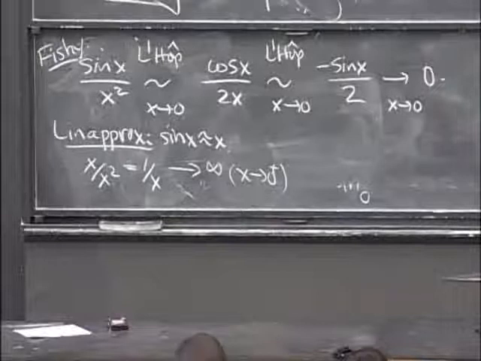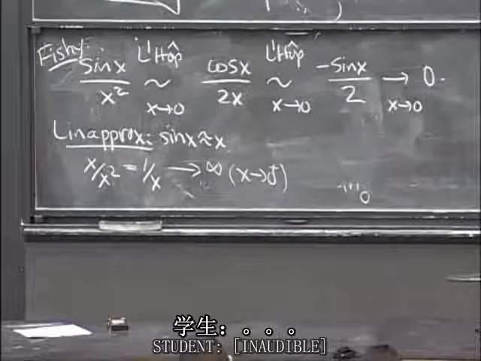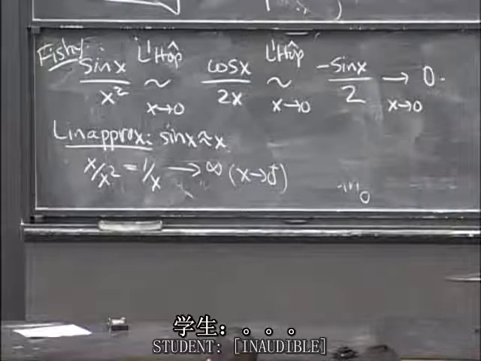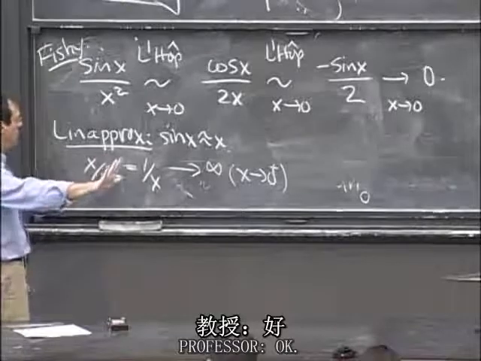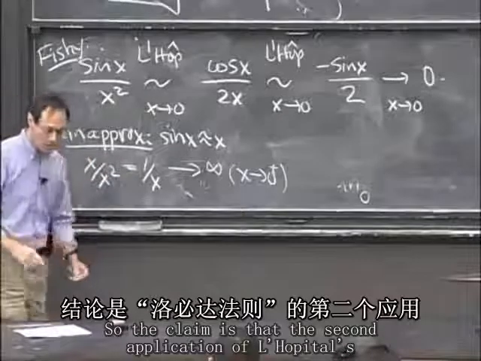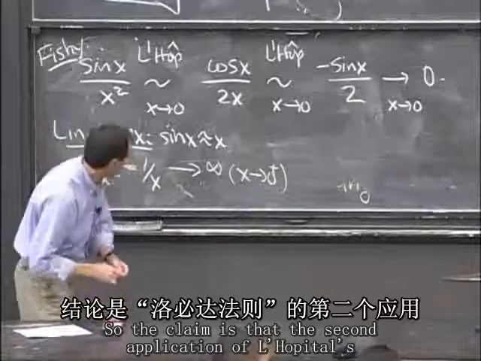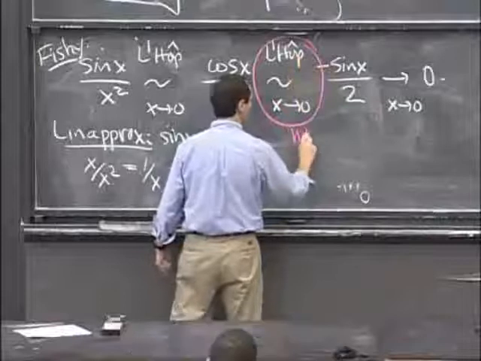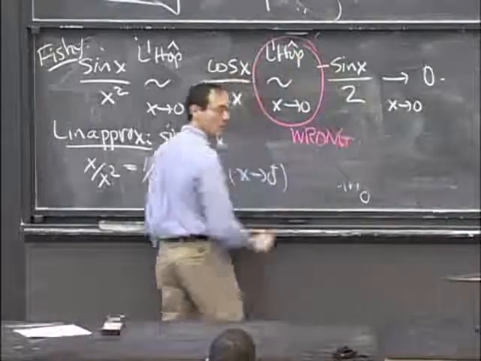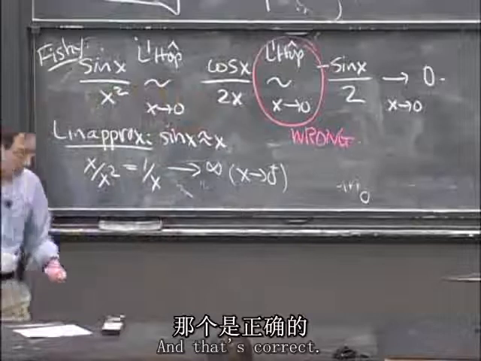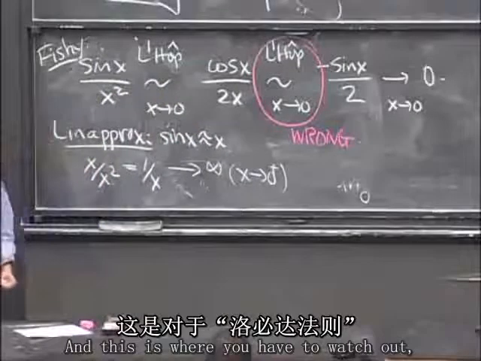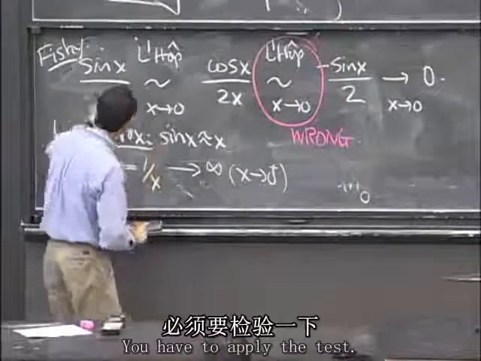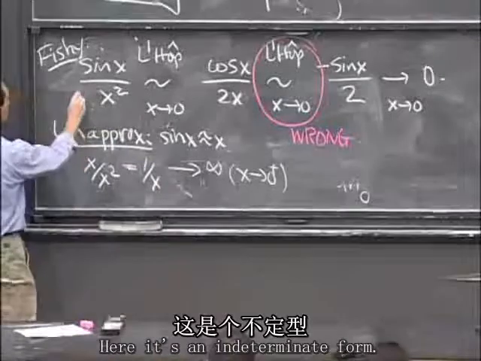Yeah? Your second L'Hopital wasn't applied correctly because cosine x over 2x isn't indeterminate as x goes to 0 because cosine x is just 1. Okay, all right. So the claim is that the second application of L'Hopital's rule, this one, is wrong. Okay? And that's correct. And this is where you have to watch out with L'Hopital's rule. This is exactly where you have to watch out. You have to apply the test. Here, it's an indeterminate form.